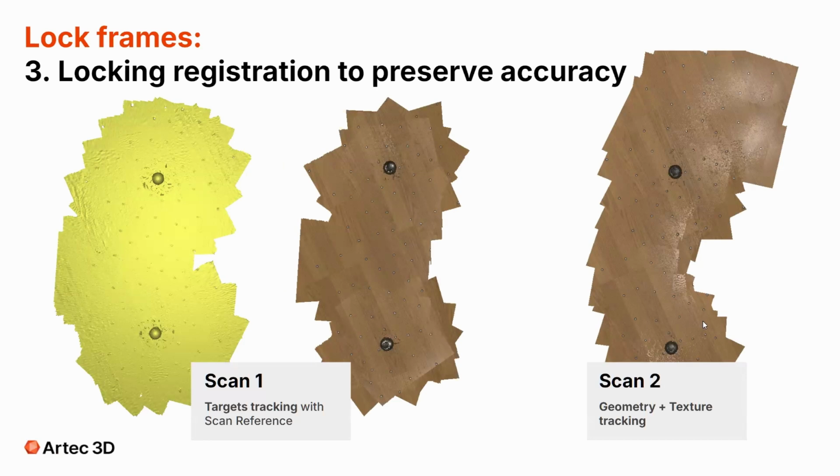This scan covers a much more extensive area, but it was captured using standard geometry and texture tracking. Because it overlaps with our target tracked scan, we have a unique opportunity to improve its integrity. By locking the frames of Scan 1, we turn that high accuracy data into a fixed reference. When we run the registration, Scan 2 is forced to align itself to this perfect skeleton. This is a brilliant way to increase the accuracy of a large, complex scene by anchoring it to a smaller, more precise target-based scan.